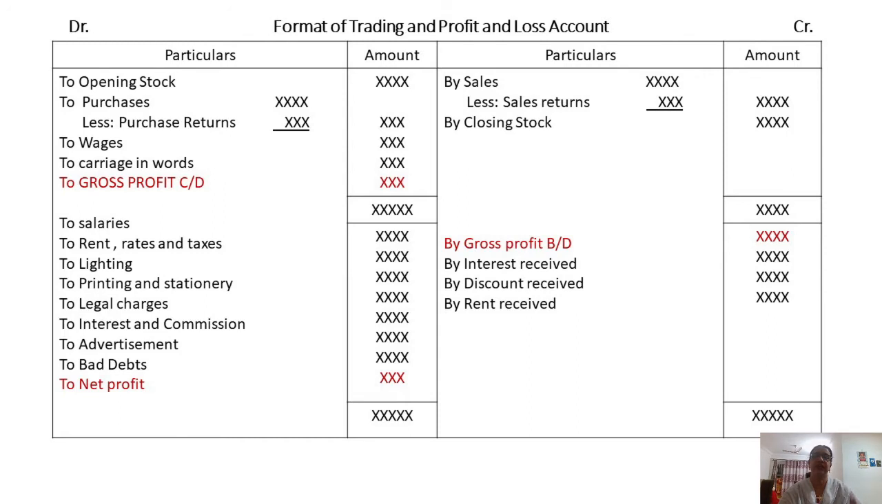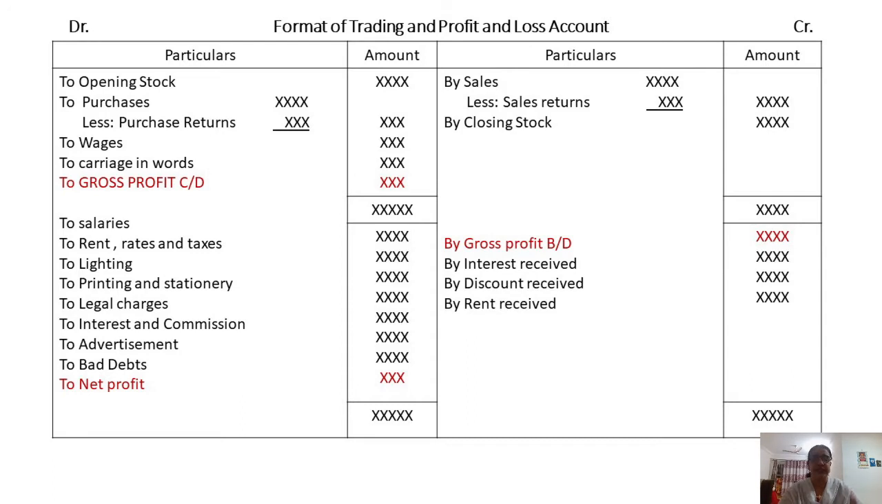The trading account and profit and loss account are prepared together. First we will prepare the trading account, and the profit and loss account will be continued after that. So this is the trading account first. The left hand side is called the debit side, and the right hand side is called the credit side. First, these are the items taken to the trading account. That means all direct expenses and direct incomes are taken to the trading account.